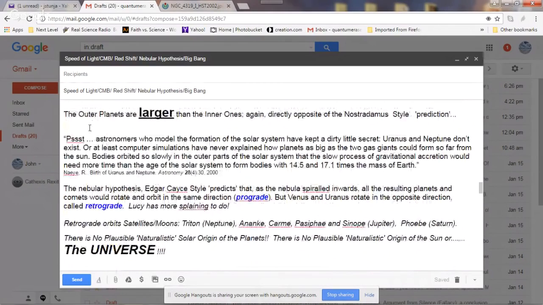Again, the outer planets are larger than the inner ones. Again, directly opposite of the Nostradamus style prediction from the Nebular hypothesis.